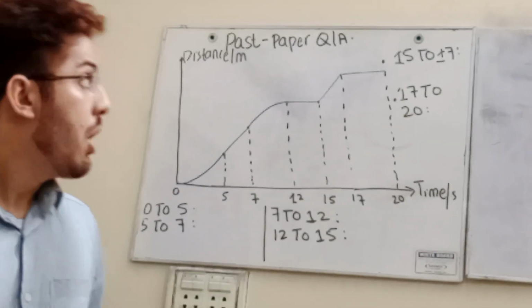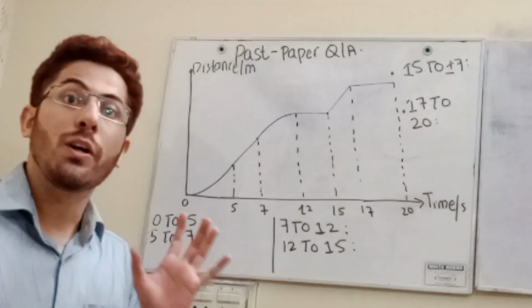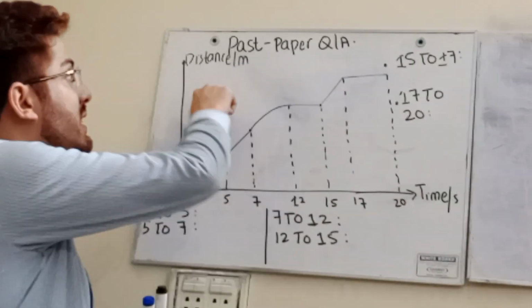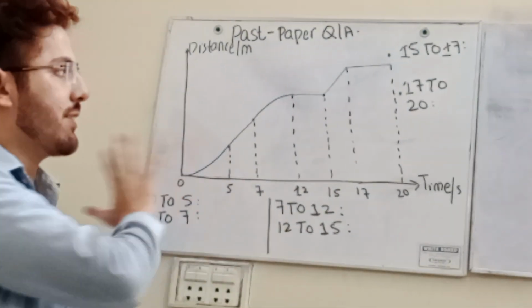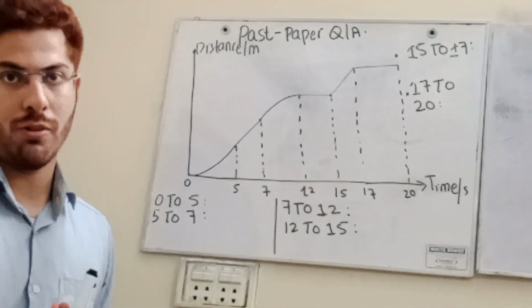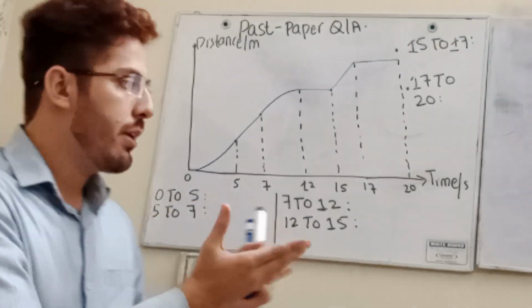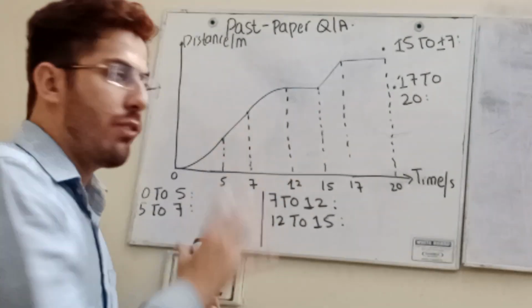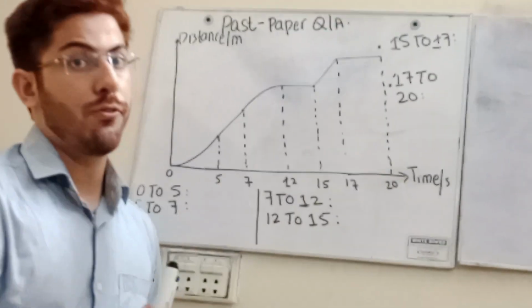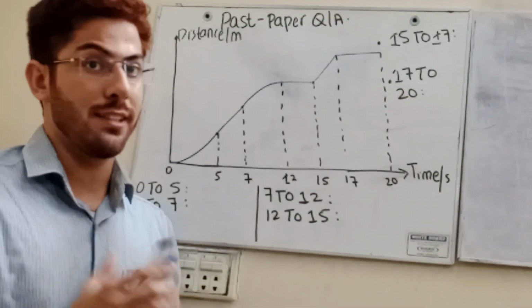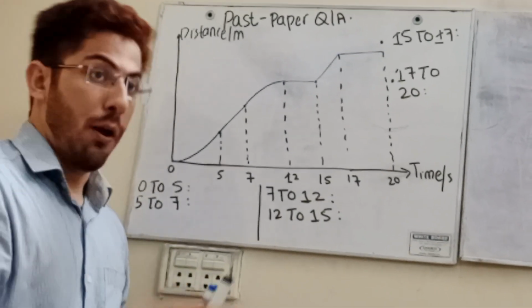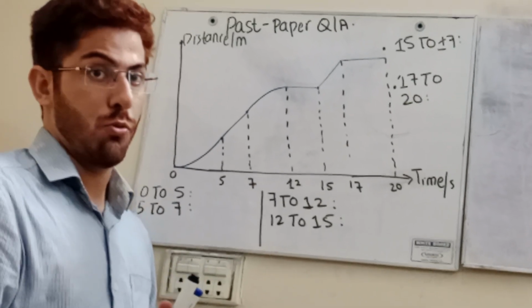Now this is one of the past paper questions of a distance time graph. Let's see, you have been given this question and you are solving it. I am giving you 1 minute, and you can definitely pause the video and confirm your answer. That's the main point. I hope you have done your question in your copy.